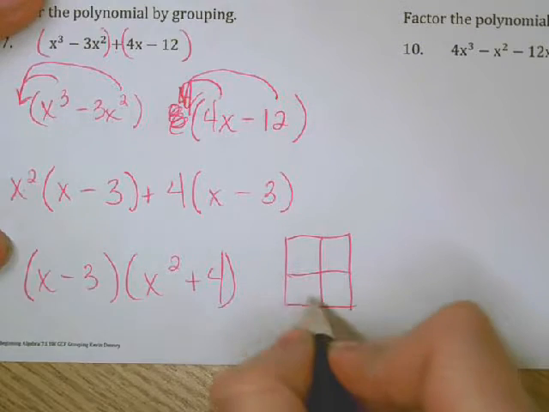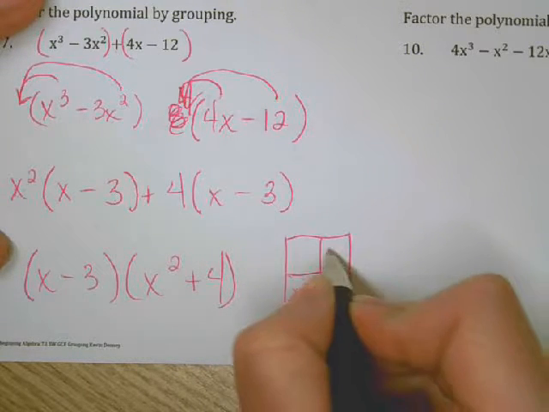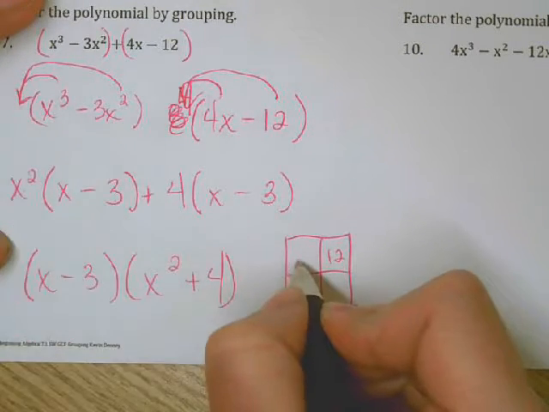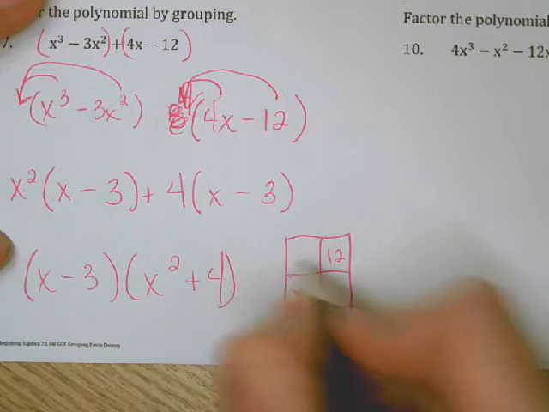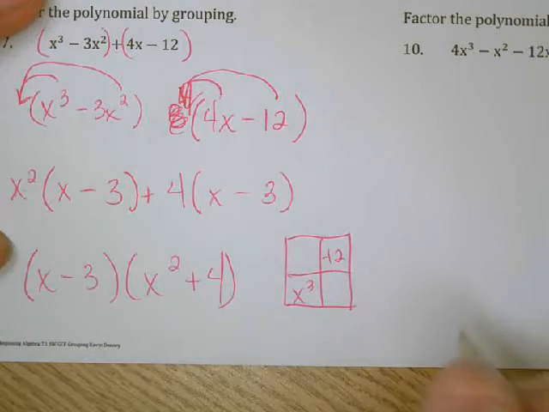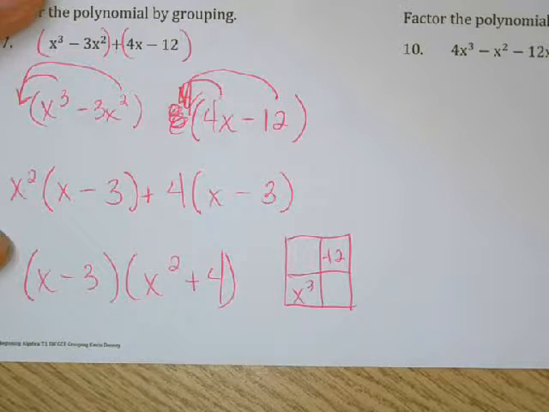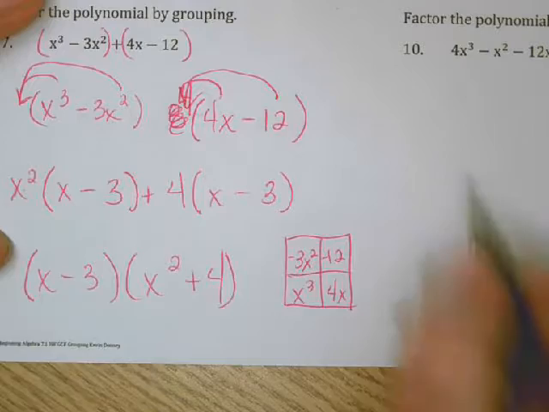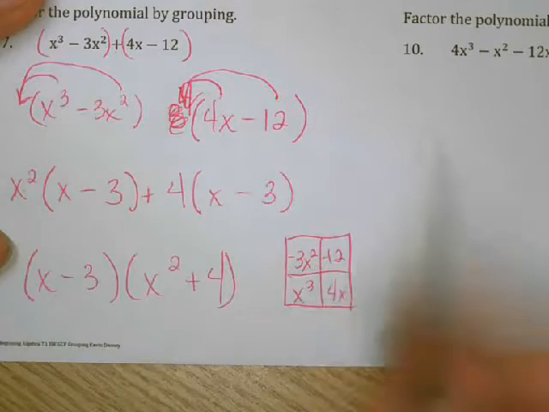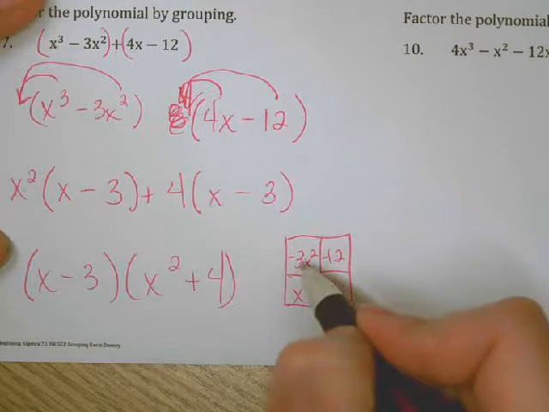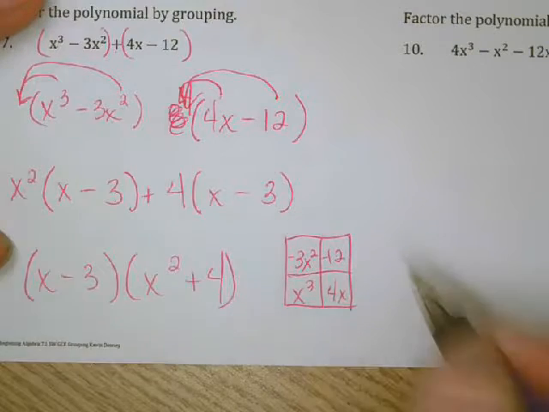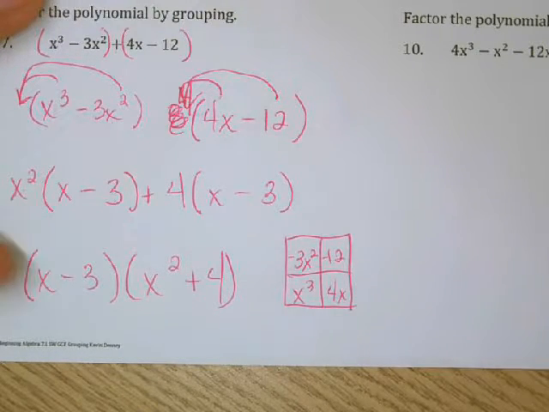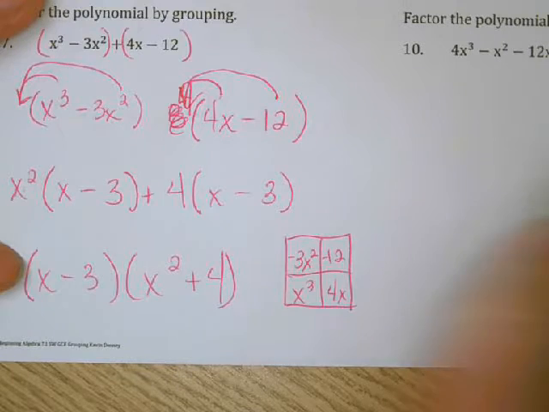So I'm going to put in my x to the third and my 12 and my negative 12. I don't know if it works with this method. Hang on a second. Yes, this works fine. So I had my x to the third, my negative 12, my negative 3x squared, and my 4x. Make sure that you're keeping those negatives in there. That's an important part of it.